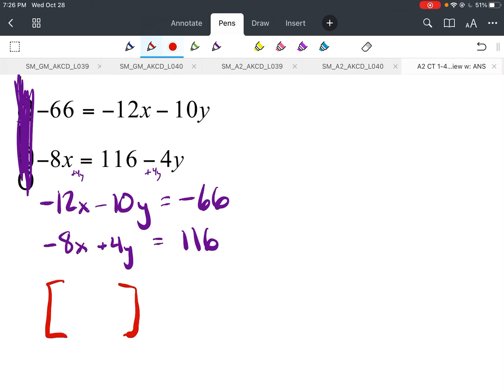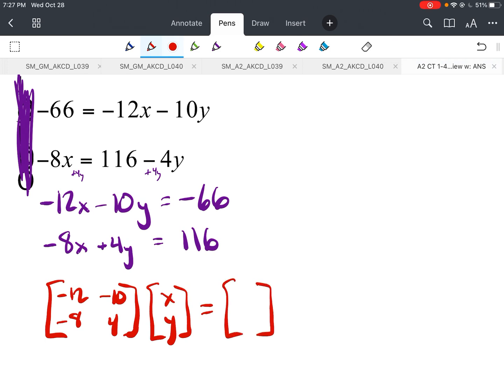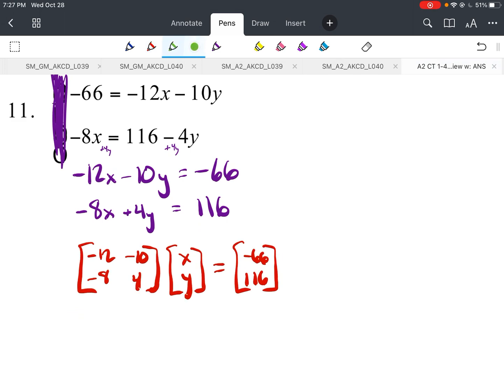So put your coefficients in a matrix. This is negative 12, negative 10, negative 8, and positive 4. Okay? Now put your variables in a matrix, x and y. And put your constants in a matrix, negative 66 and 116. Okay, so now you've got all these things in matrices. Things are looking up. All right, this is A, times, this is matrix X, big X, okay? And this is your unknown matrix, and this is going to be your solutions. And then the other thing is the constant matrix, which we'll put in as B.